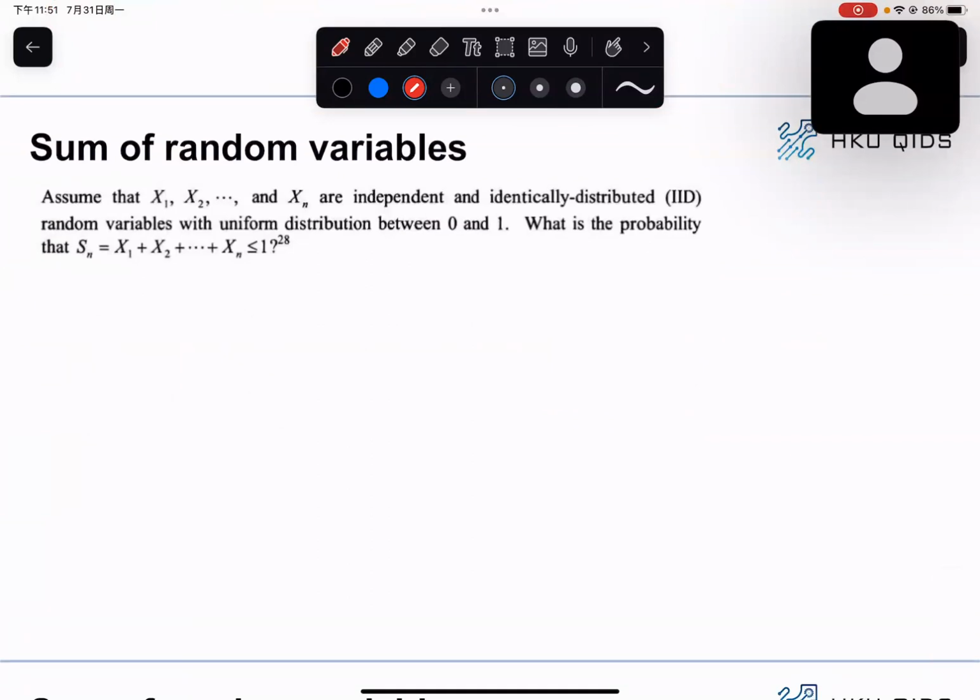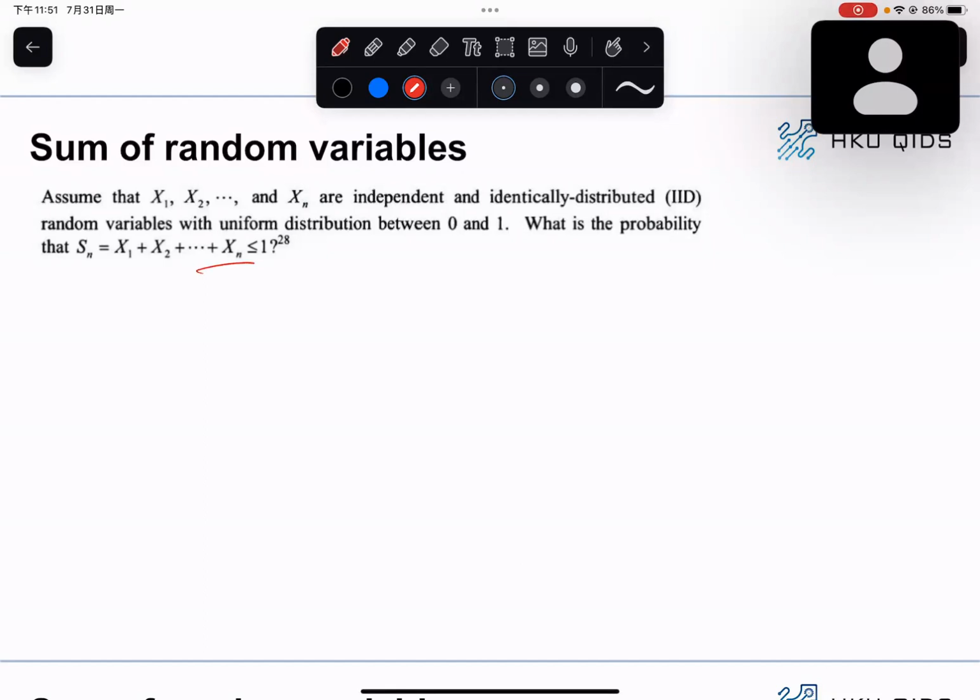Assume that x1, x2, ..., xn, we have n variables. They are i.i.d., independent and identically distributed random variables with uniform distribution between 0 and 1. So what is the probability that Sn, equal to x1 plus x2 plus all the way to xn, is smaller than or equal to 1?